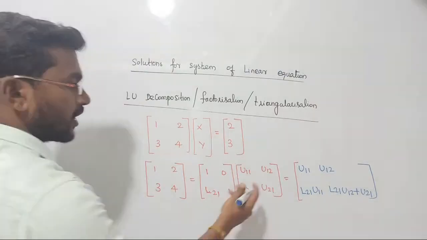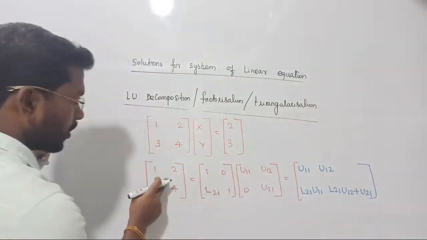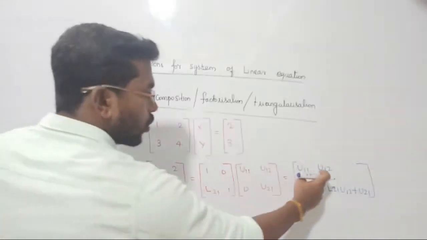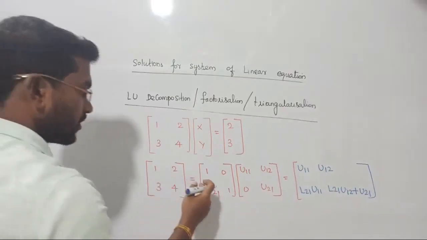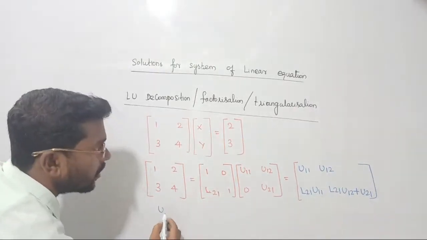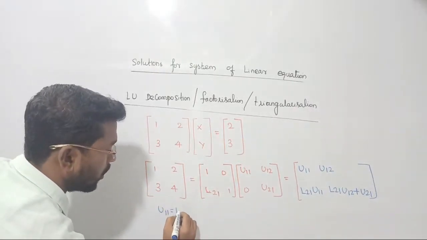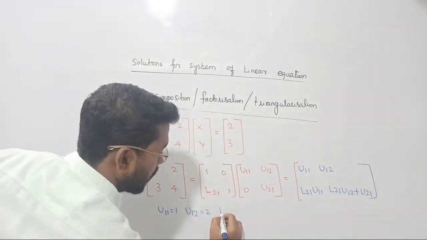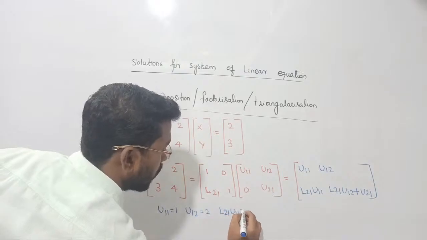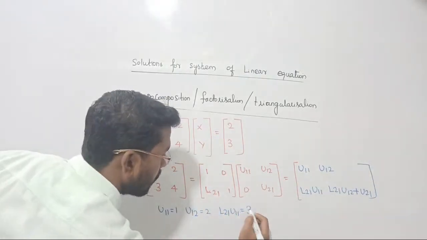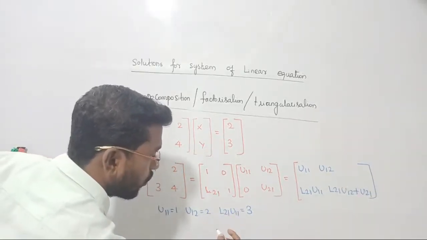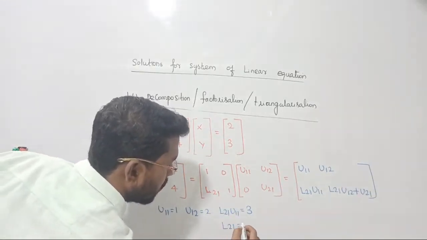So what comparison do you do? Just compare these two matrices. If you compare the two, what we see is u11 equal to 1, yes, u12 equal to 2, yes, right? So let me find out the answer. u11 equal to 1 and then u12 equal to 2. Next, L21 into u11 equal to 3. Exactly, but we know the value of u11. What is the value of u11? That is 1. If I substitute u11 by 1, L21 will become 3.